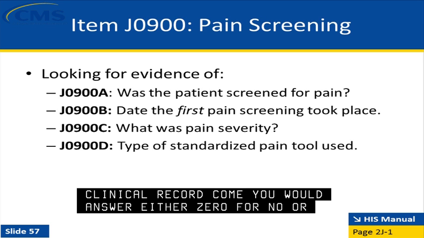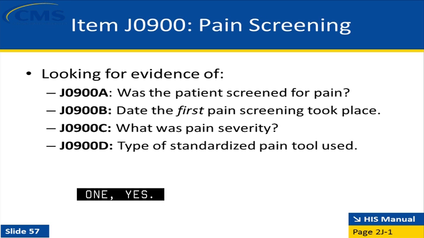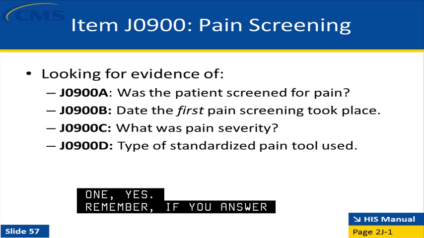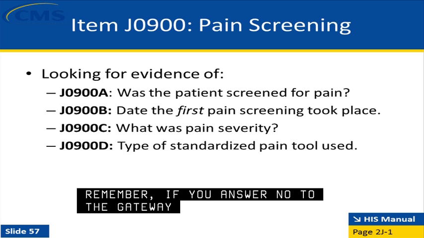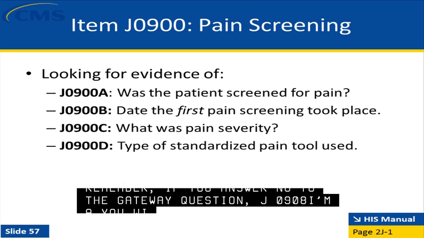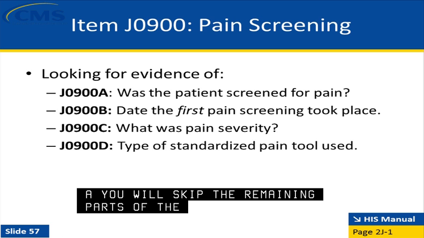And remember here, if you answer no to the gateway question, which is J0900A, you will skip the remaining parts of this item, which are B through D, and you will move on to item J2030, which is the screening for shortness of breath item.